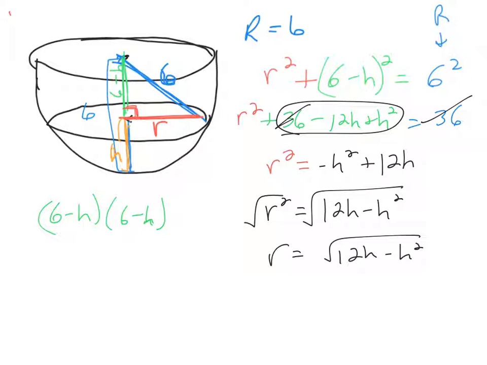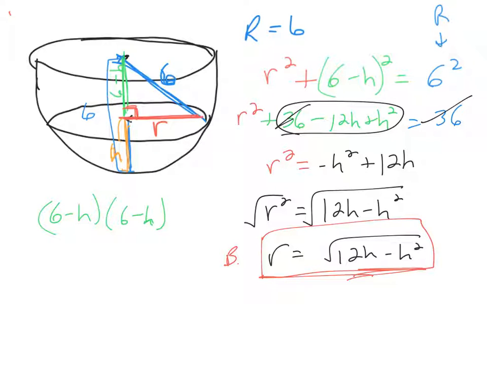So there we have it. I've solved for radius, and that's actually the question for part B. Find an expression for r, the radius of the surface of the spherical segment of water in terms of h. So in terms of h, because I've got an h in my expression there. So that would be your answer to part B.